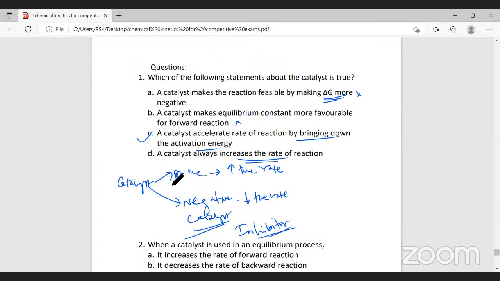So whenever we use a catalyst, it means it should increase the rate of reaction. This option was based on the older syllabus. So you should remember, whenever we use the term catalyst, it always increases the rate of reaction. The negative catalyst in modern days is called an inhibitor, which slows down the reaction. Since I know this is the wrong statement in modern days, the right option for this particular question is: a catalyst accelerates, increases the rate of reaction by bringing down the energy of activation. Followed? The answer is B, C for this.